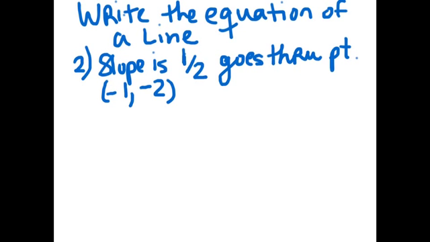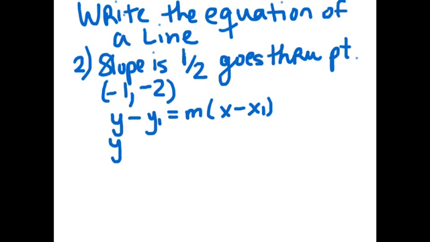So I'll check what the given information is. They've given me the slope and a point. I check to see if they've given me a special point. They've given me not the y-intercept, just a random point. So I know to use point slope form, which is y minus y1 equals m times x minus x1.